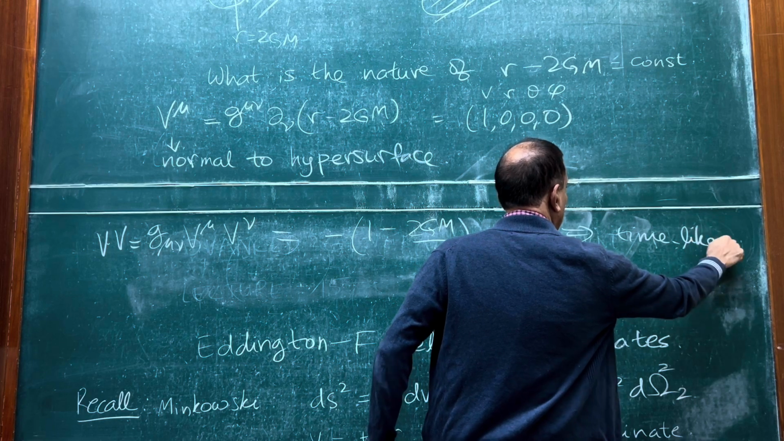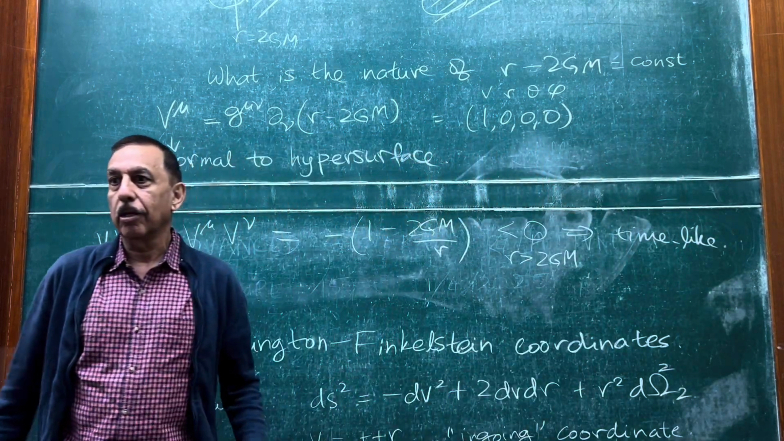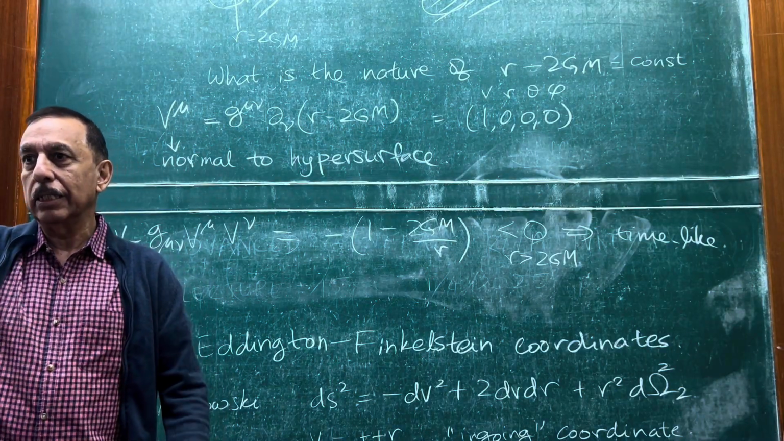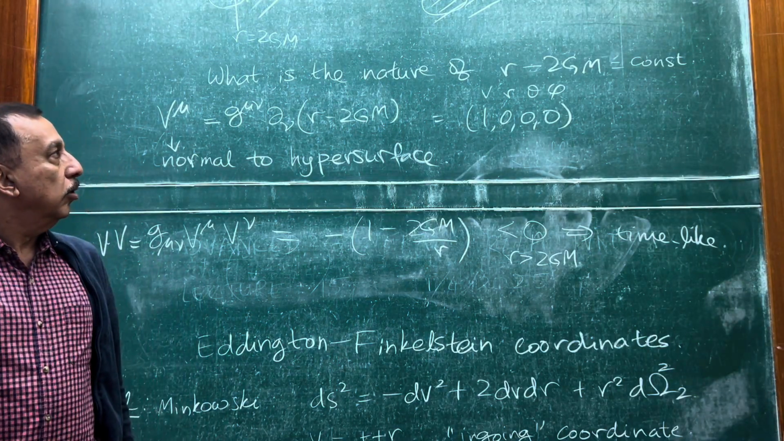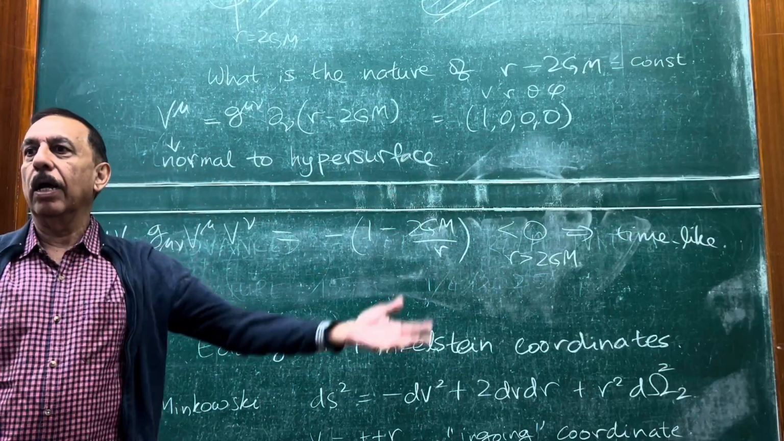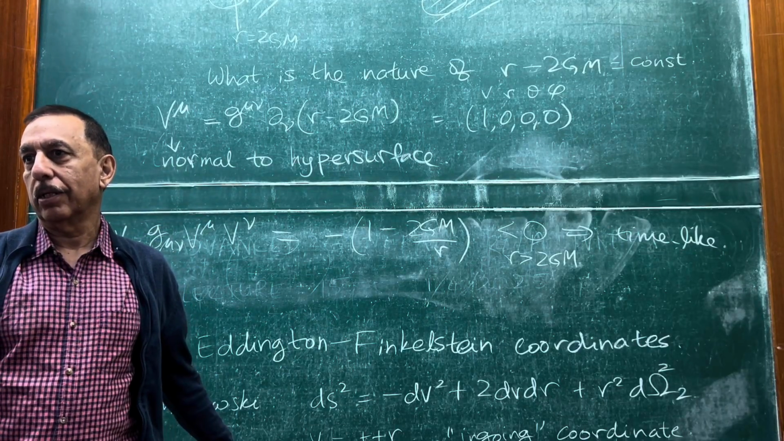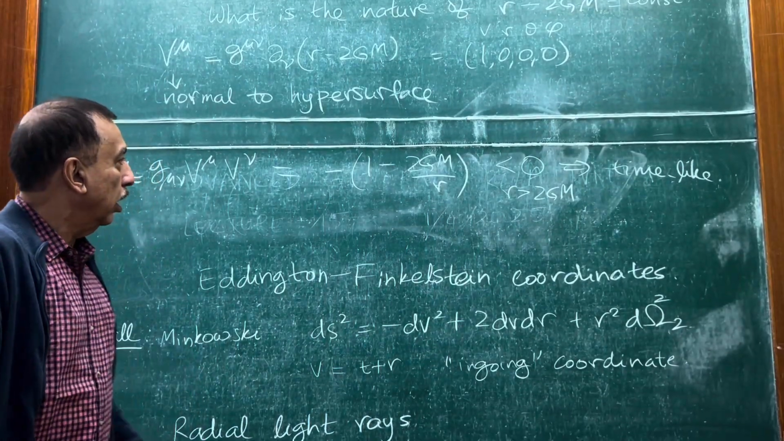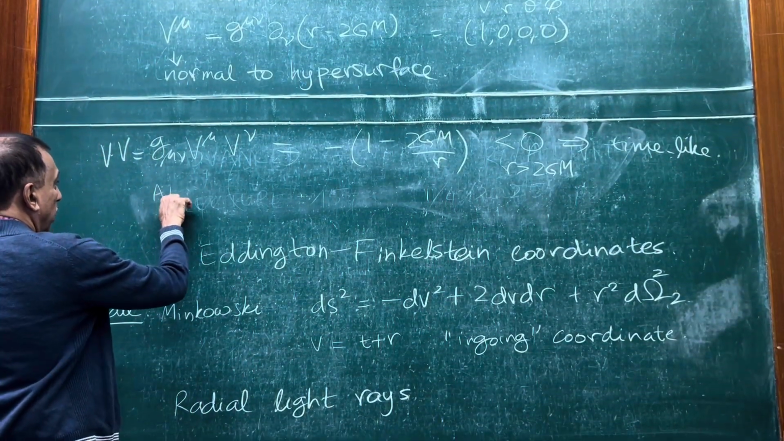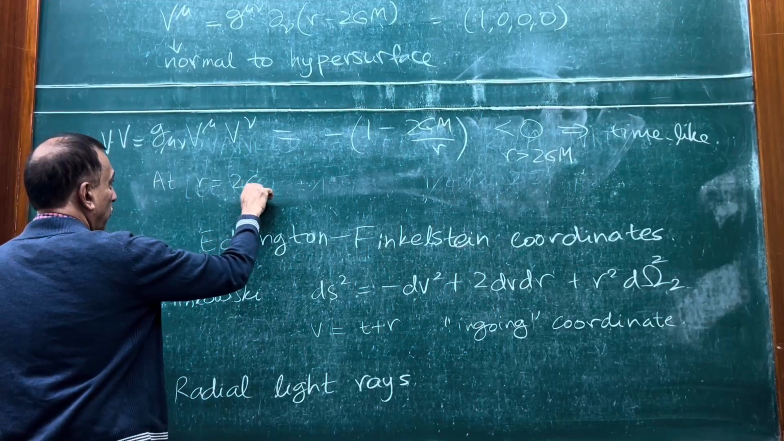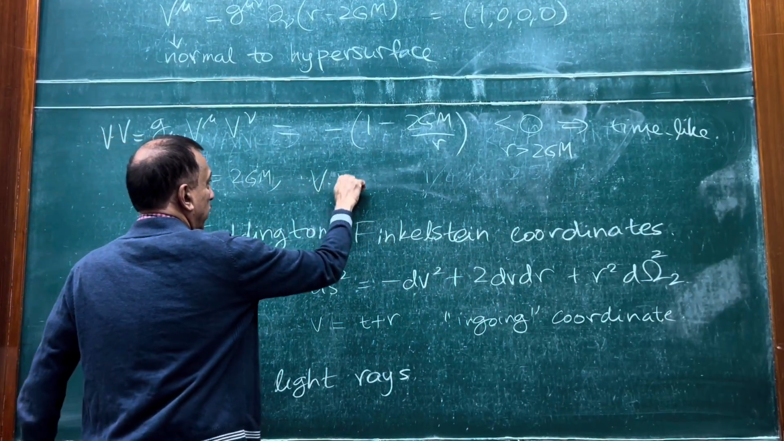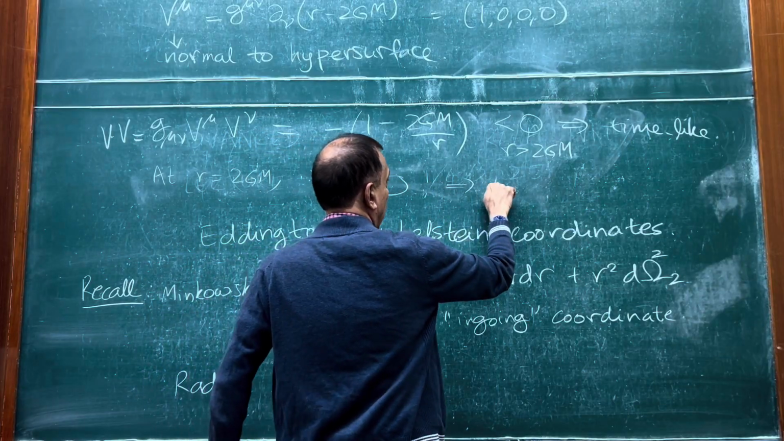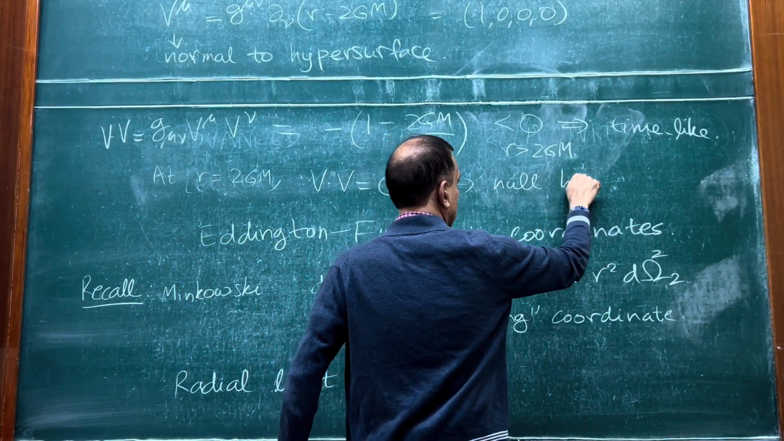So we have a family of time-like surfaces, surfaces with a time-like normal, at every r not equal to 2GM. The surface contains v, theta and phi. Okay, but at r equals 2GM, v dot v goes to 0 because this factor goes to 0, and so what we have is really a null hypersurface.